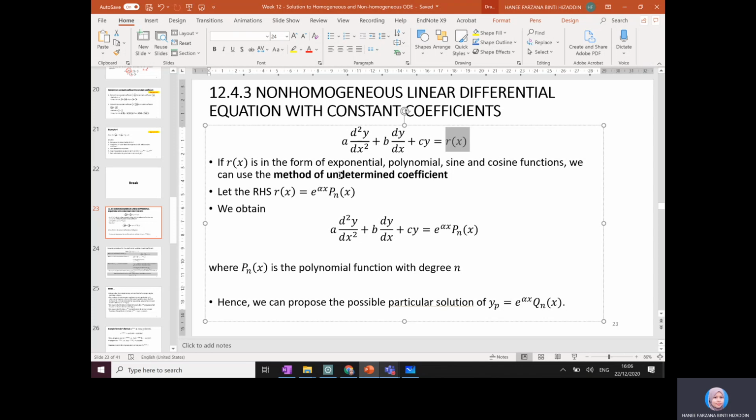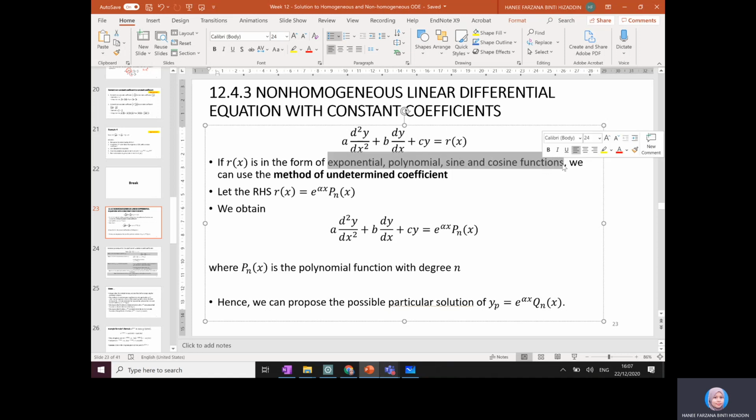So if r of x is in the form of exponential, polynomial, sine and cosine function, or a combination of exponential, polynomial, sine and cosine by addition, minus and multiplication, then we can use this method called the method of undetermined coefficient. But other than that, if the r of x is other than the combination of these through addition, multiplication and subtraction, then we cannot use the method of undetermined coefficient.